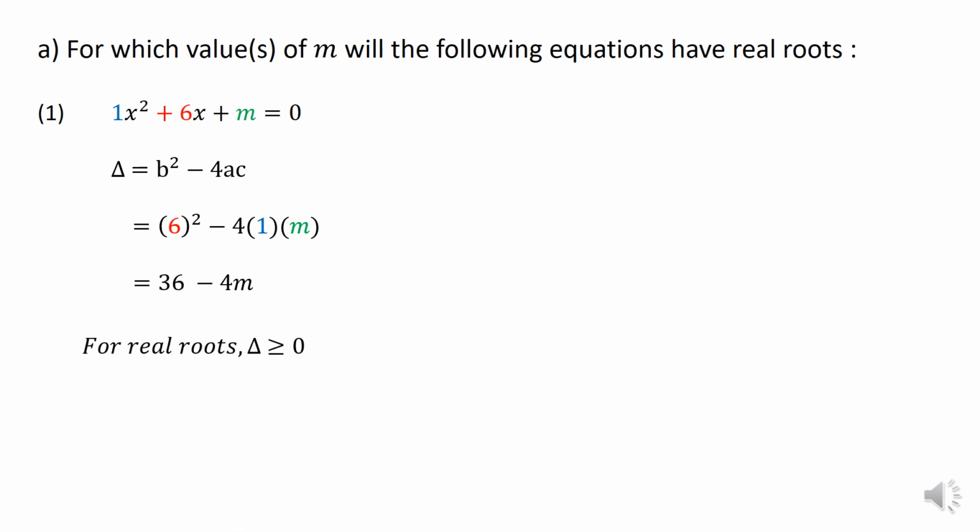And then because we want real roots, we think delta needs to be greater than or equal to 0. So we'll take 36 minus 4m greater than or equal to 0. Negative 4m greater than or equal to negative 36. If I take the 36 over, divide both sides by a negative 4. So m needs to be less than or equal to 9 to have real roots.